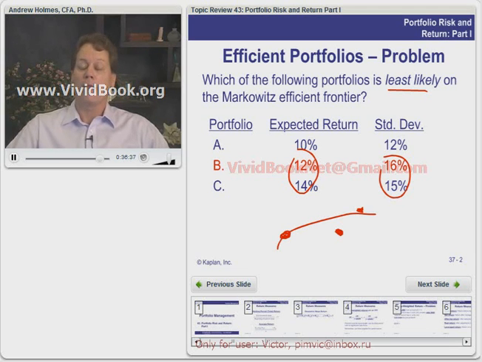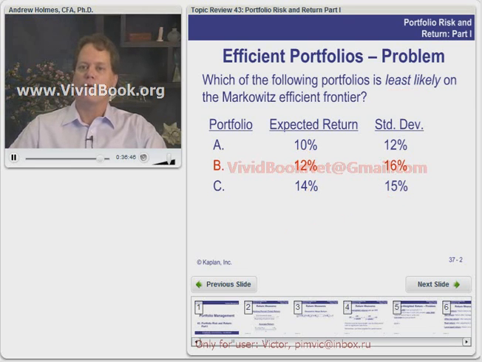So it might be that all three of them are off, but this is certainly a dominated portfolio in any sense. So the point here is if you have lower return and higher risk, well, you're just not an efficient portfolio, and that's not where you want to be as an investor, all right?